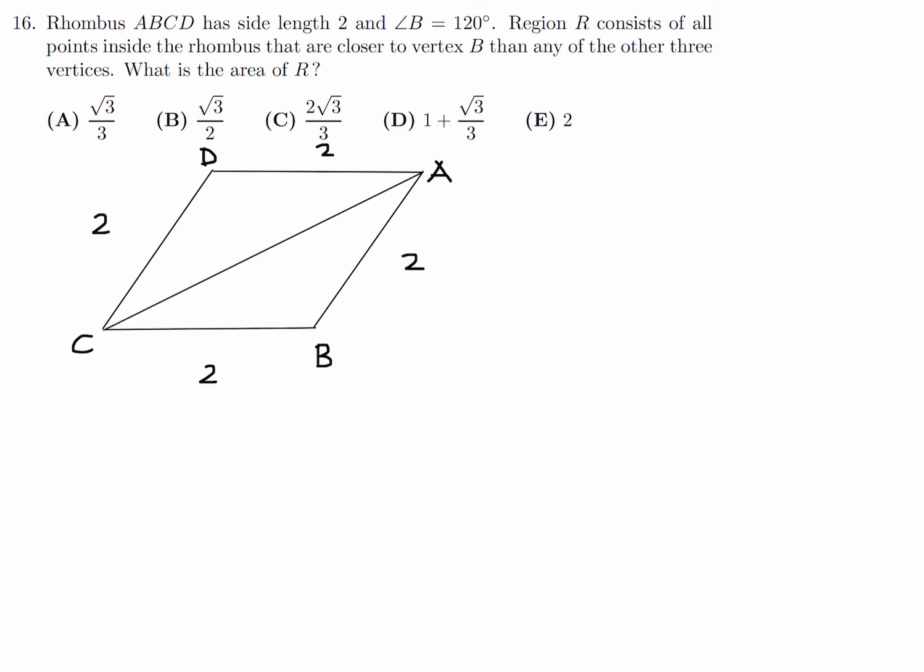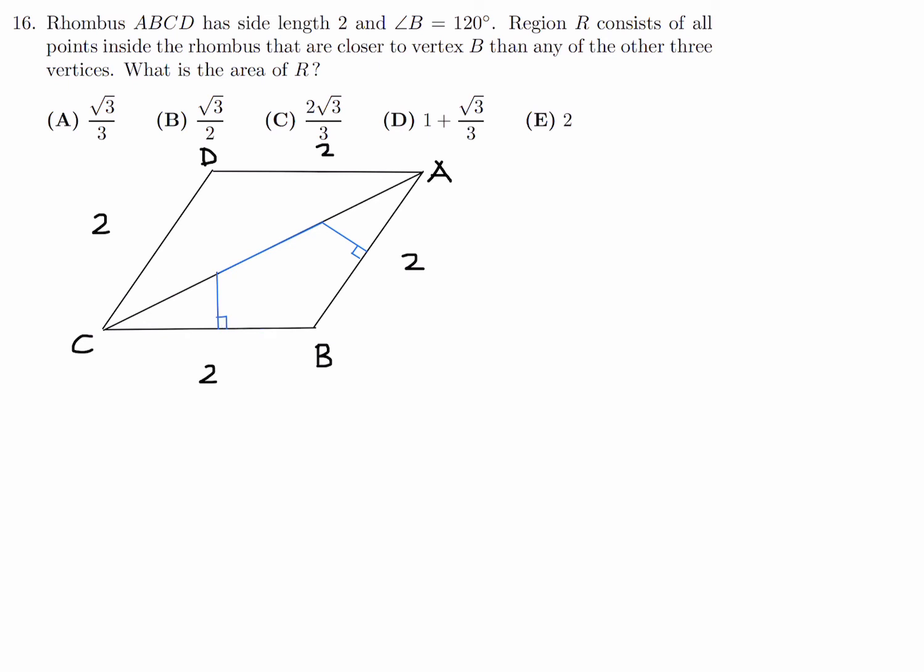I'm closest to B. And that region is drawn as follows. You've got to draw a line that cuts CB in half, and that is perpendicular, and that touches the diagonal like that. And then you do the same thing on the other side. AB, cut that in half, so approximately here, and then draw a perpendicular. And that region is going to be my region R.